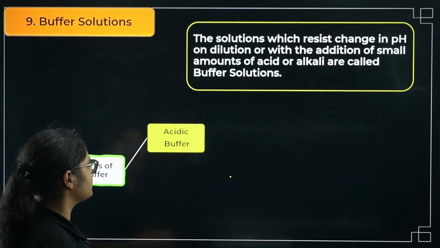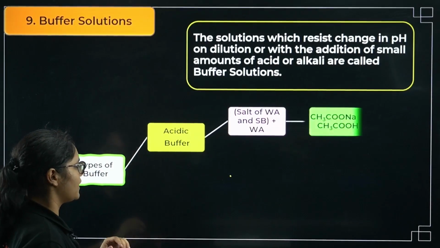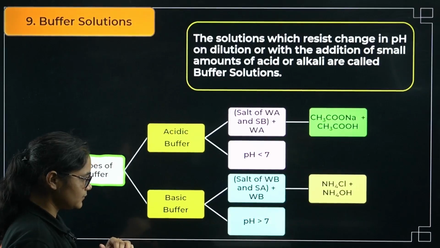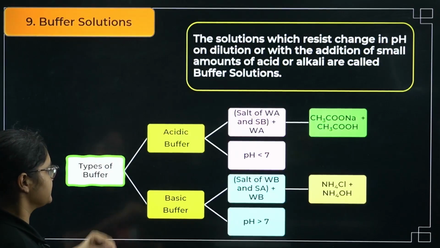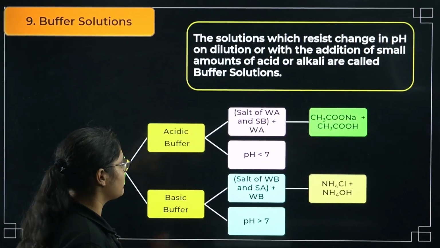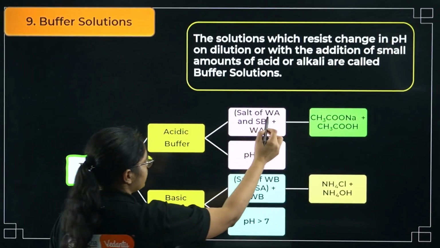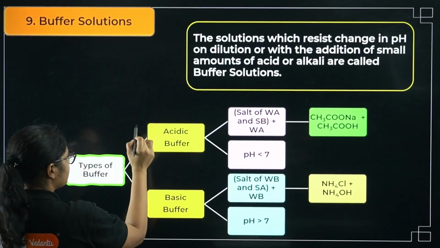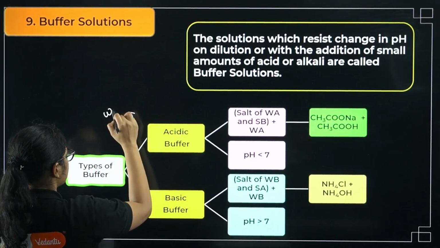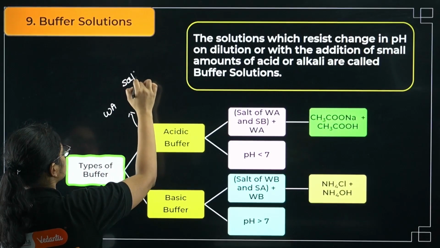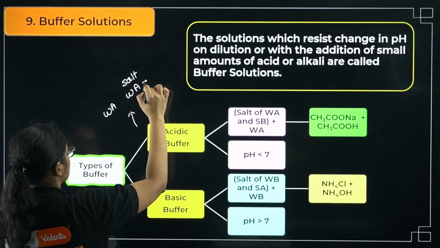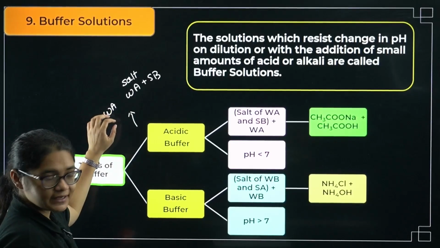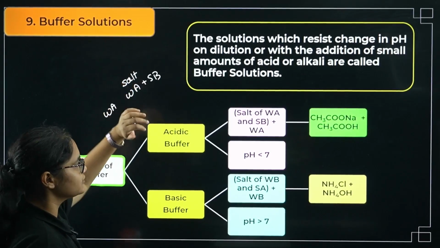So we have here 2 types of buffer. One is your acidic buffer and the other one is your basic buffer. I will explain what this is. Acidic buffer is made up of what? You have a weak acid plus a salt of weak acid and strong base. So if you have an acidic buffer, you should take a weak acid and the salt of weak acid and strong base.